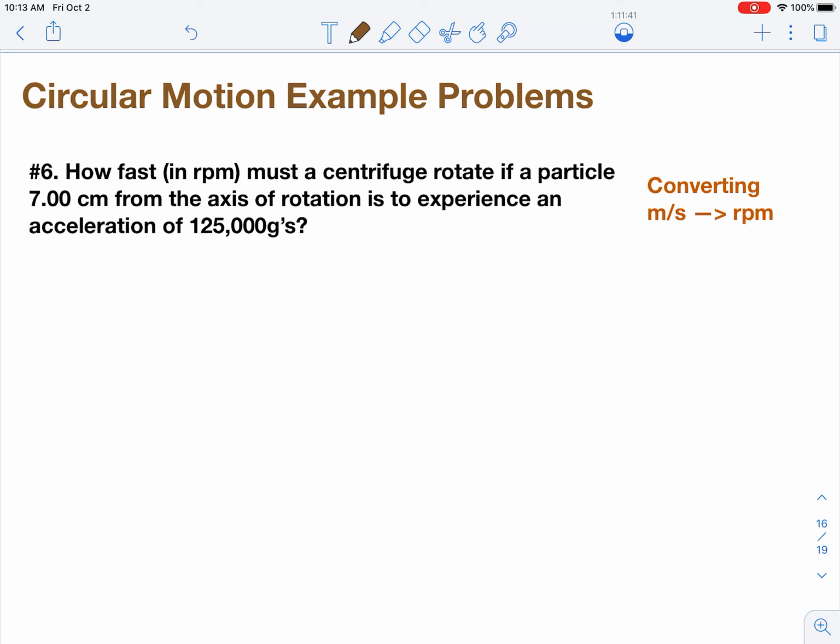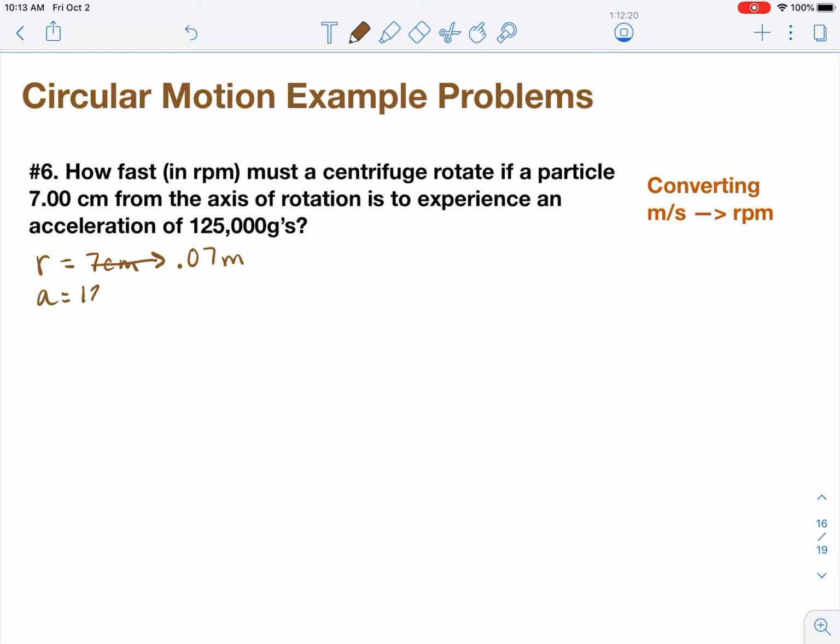All right, so it says, how fast in RPM must a centrifuge rotate if a particle 7 centimeters from the axis of rotation is to experience an acceleration of 125,000 Gs. So my givens in this problem is that I have a radius of 7 centimeters. Now I'd like for you to recognize that we cannot use that in our calculation in the form of centimeters, so we would have to divide by 100 or move your decimal 2 places to the left, whichever you're more comfortable with. And so we're actually going to use a value of 0.07 meters in our math work.